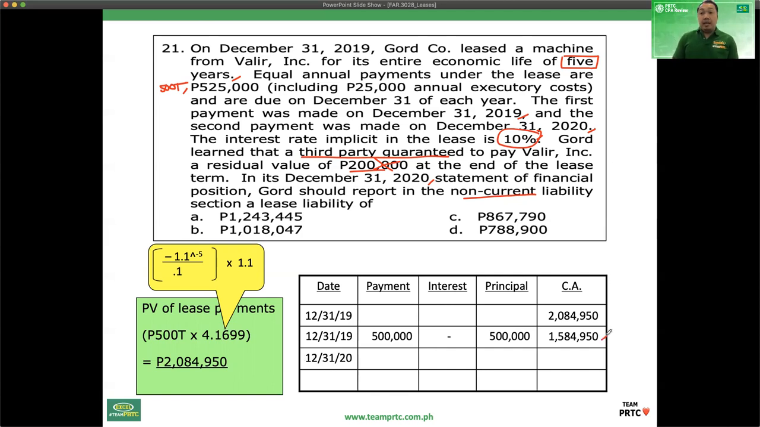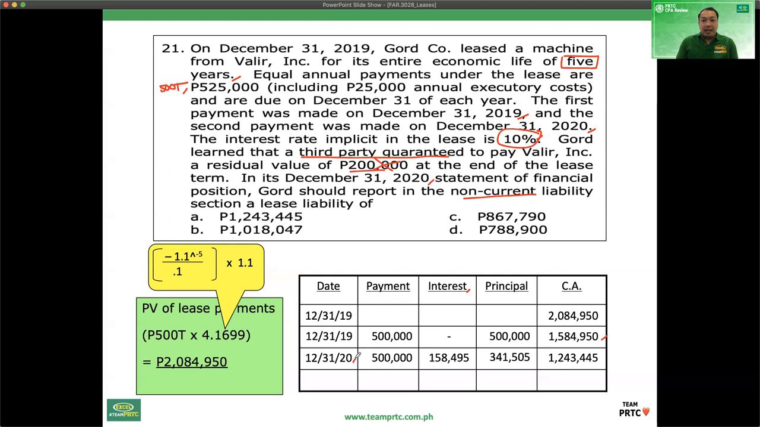So the second payment made as scheduled December 31, 2020, 500,000. This time, i-apply mo na sa interest. So the previous CA times 10% applicable to interest. Okay? So, total payment minus applicable to interest, the rest principal. And that will decrease the carrying amount. So, previous CA less the payment applicable to principal. So, that's the lease liability at December 31, 2020.